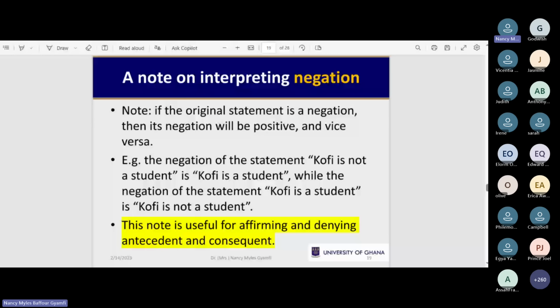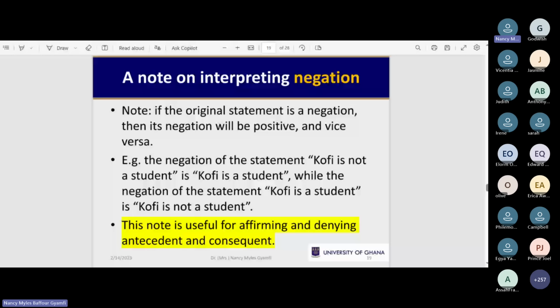If you have a statement, Kofi is a boy, what is the negation of the statement Kofi is a boy? I want a chorus answer. All of us. Kofi is not a boy. Good job. Kofi is not a boy.